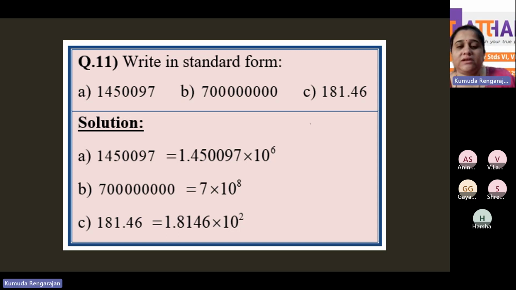Very good. So see, to write a number in the standard form or the scientific notation, the first part can be 1 or anything more than 1, but less than 10, into 10 raised to the power n, where n is an integer.